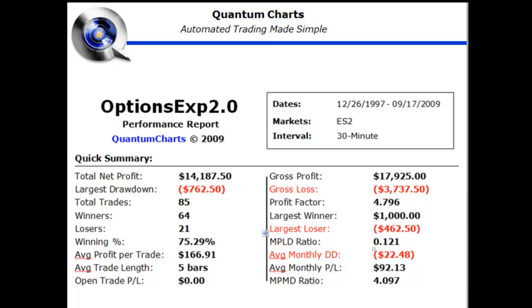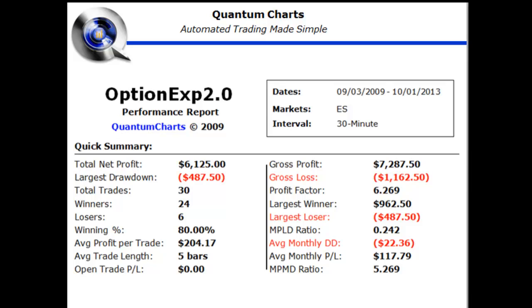We applied that same strategy to the 2009 to 2013 chart, and look what happened. The net profit was 6,100 instead of 5,800. The winning percentage increased from our test period to 80%. And the profit factor, look at this profit factor, at 6.27, almost 6.27. So here again, the average profit per trade almost doubled to $204 instead of $111. So using that one condition really enhances this strategy.